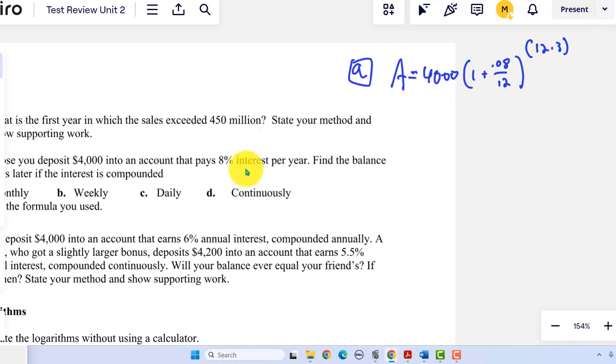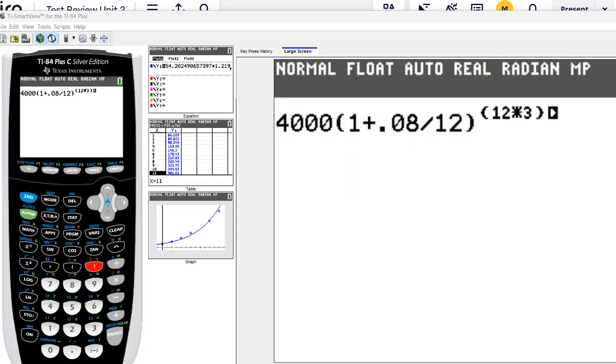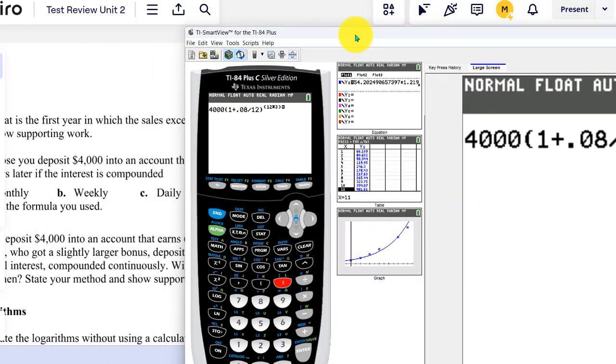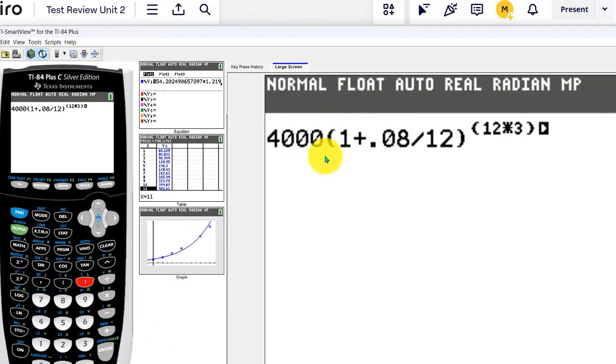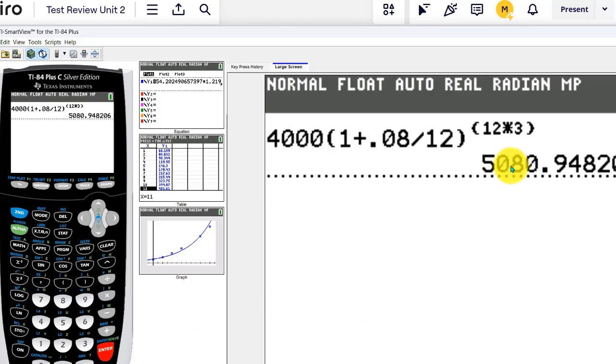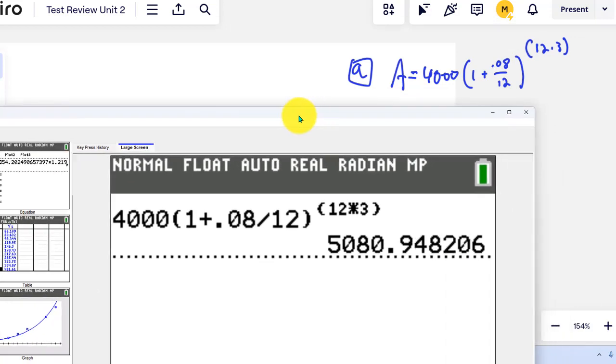So we have to enter this into our calculator. So here's the formula written out. I entered this into my calculator, and here's a screen where it's a little bit bigger. So again, before you press enter, think about the reasonableness of your answer. If I put in $4,000 and I take it out 3 years later, I should get back my $4,000 plus some interest. In this case, it looks like the interest is about $1,080 and change. So that's my answer for letter A.